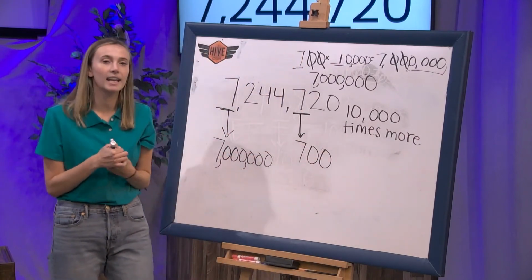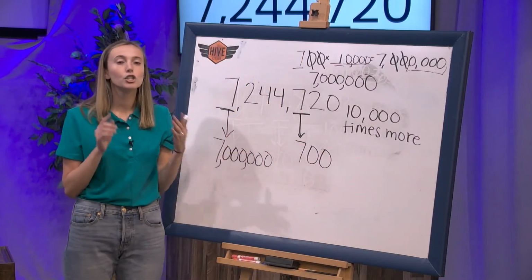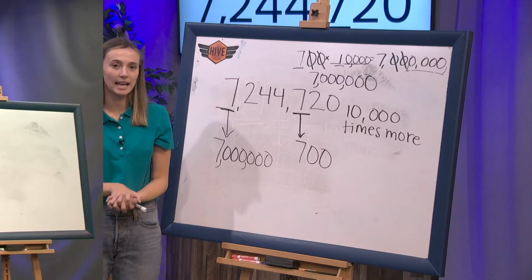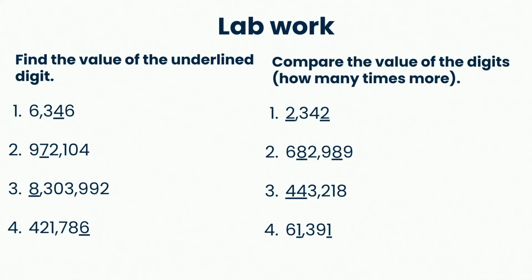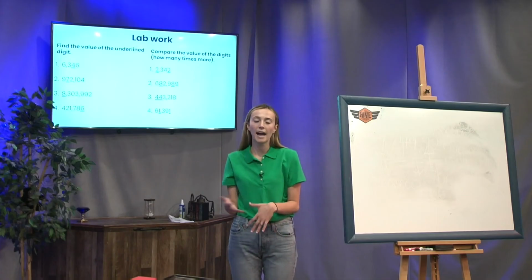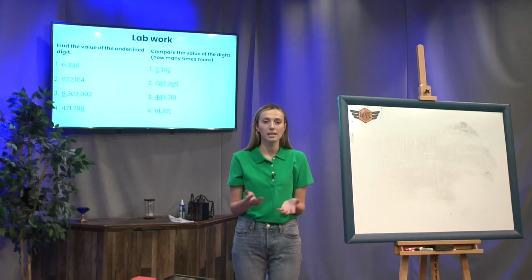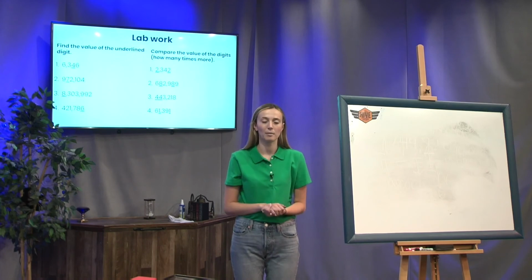Awesome. Okay, now let's slide to our lab work for today. For your lab work today, you have 2 different sets of problems. So in the first set of problems, you're finding the value of the underlined digit. So you're just finding, is it worth 10? Is it worth 1,000? Is it worth 30? Those are the first 4 problems.